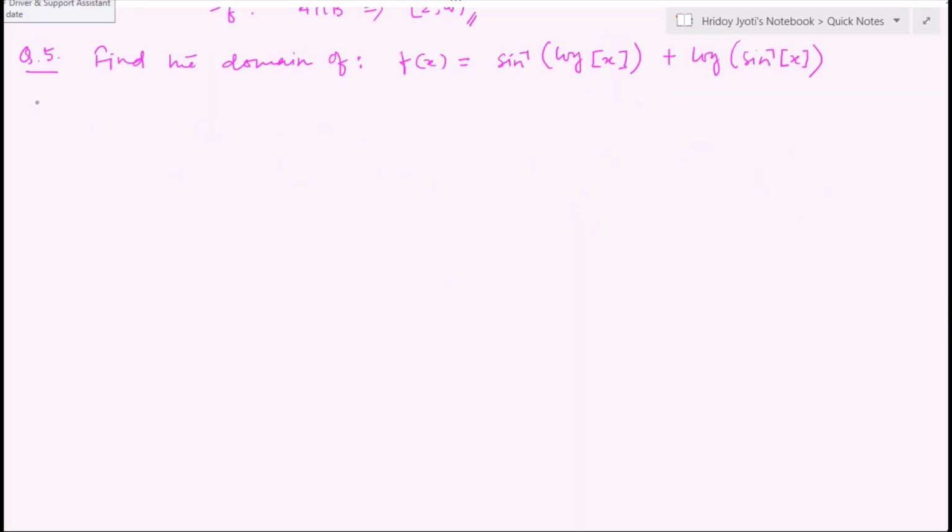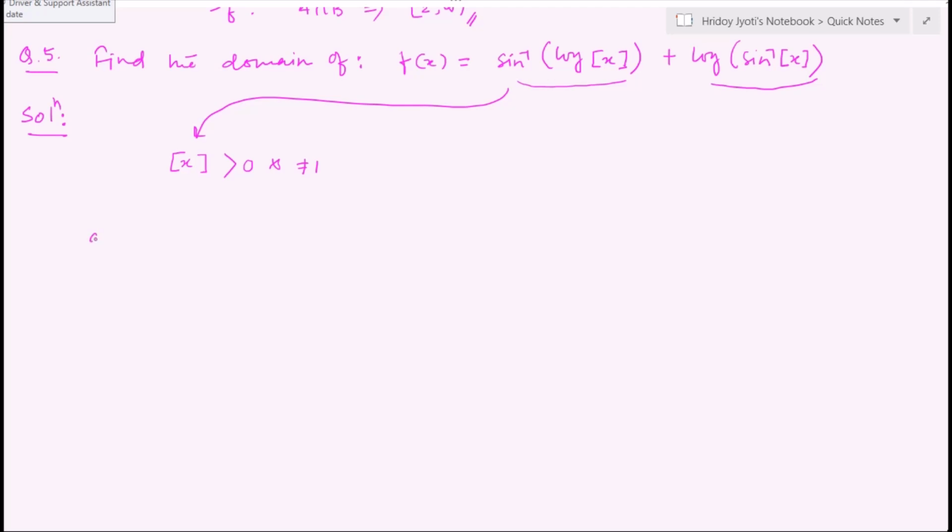We are coming to the next question, that is this: find the domain of this function f(x) equal to sine inverse of log of greatest integer function of x plus log of sine inverse of GIF of x. Ultimately, this answer will be the intersection of the individual domains of these two functions. So we'll make the solution into two parts. First, we'll go for this first function.